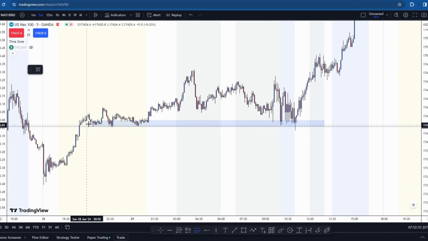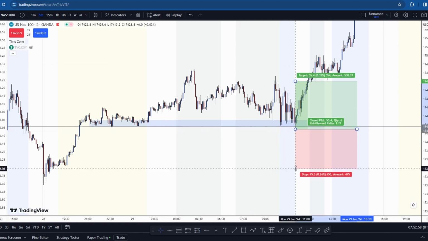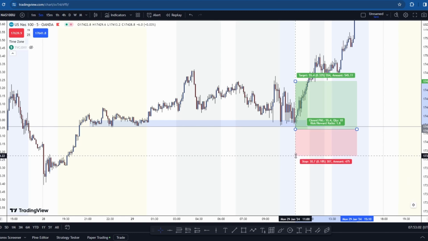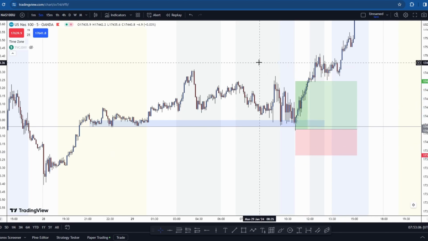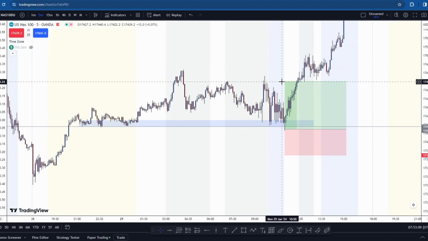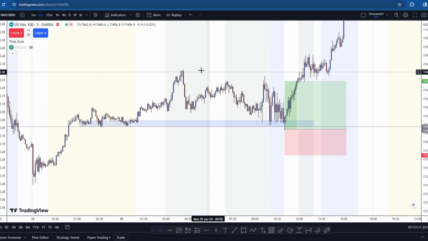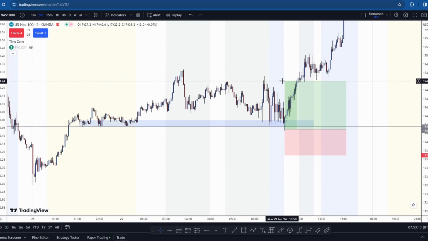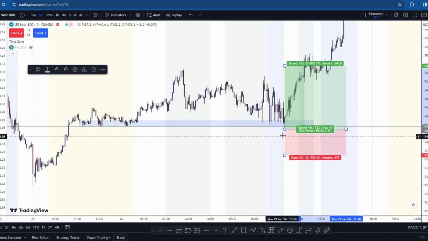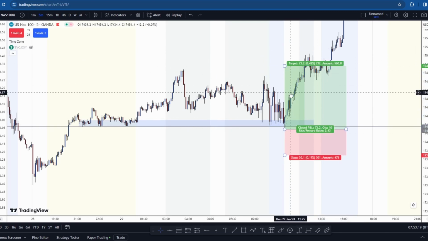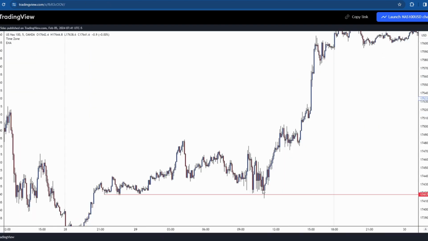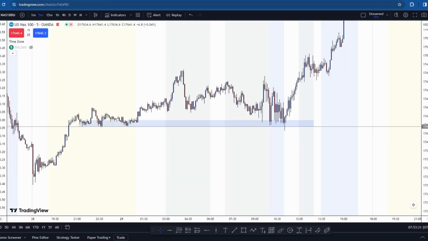We have to buy a little bit below this demand zone right over here, and you can put a particular stop loss. For example, you can do 30 points, or you can do 20 points. The stop losses are different in every pair. In forex it's different, and in Nasdaq and indices it's different. So you have to take a buy right over here, and then you can target whatever you want. So this was the example which I showed you right over here.